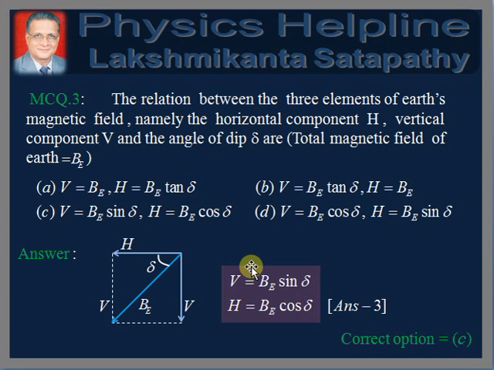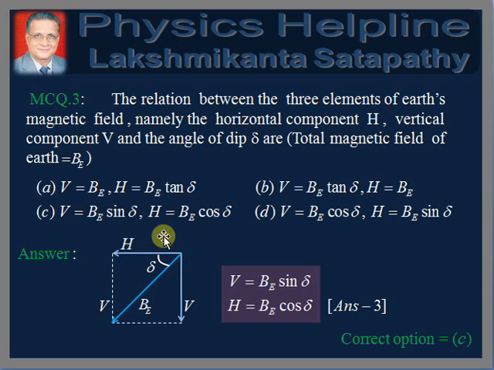Now, for question 3. This is a multiple choice question which does not require any calculations. We are required to establish relations between the three elements of Earth's magnetic field. Those are horizontal component H, vertical component V, and dip delta. The total magnetic field of Earth is given as BE. The options are given in the question. We are required to find the correct option. Now for the answer.